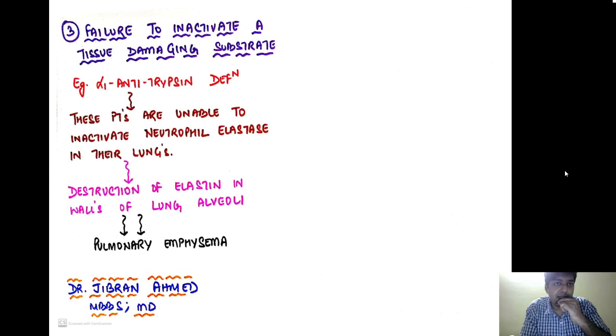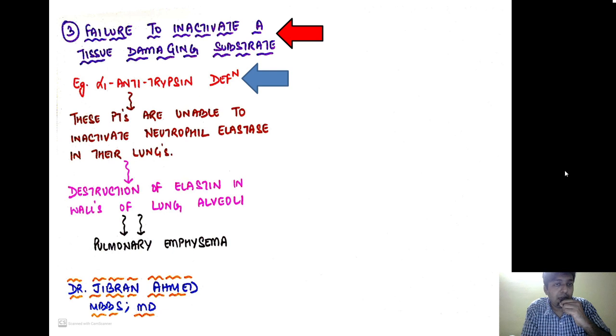Now let us look at the third scenario, where there is a failure to inactivate a tissue damaging substrate. There is a basic enzyme deficiency, and because of that particular enzyme deficiency there is a lot of tissue destruction. Let us see how it happens. In patients suffering from alpha-1 antitrypsin deficiency, normally the basic function of alpha-1 antitrypsin is to inactivate the neutrophil elastase present in the lungs. This neutrophil elastase is released in the lungs in response to any kind of pollution, smoke, or irritation. During inflammation, neutrophil elastase is released, but once released, it is inhibited by the enzyme alpha-1 antitrypsin.